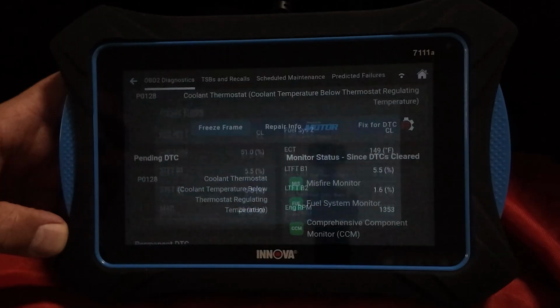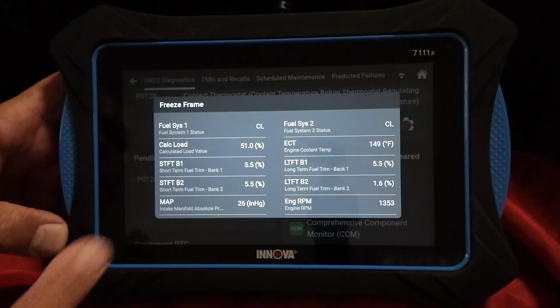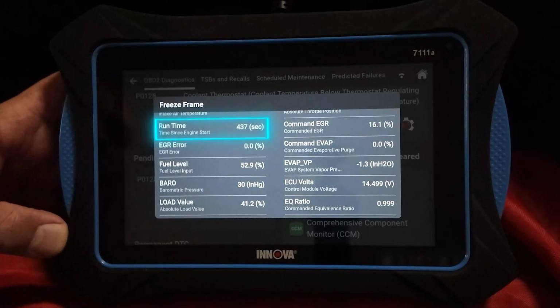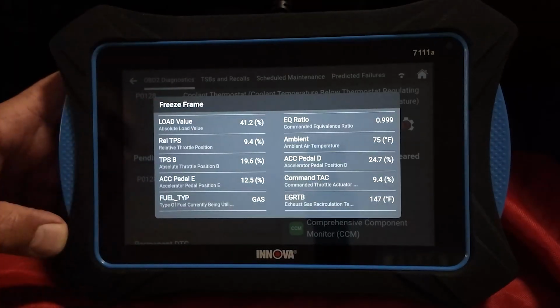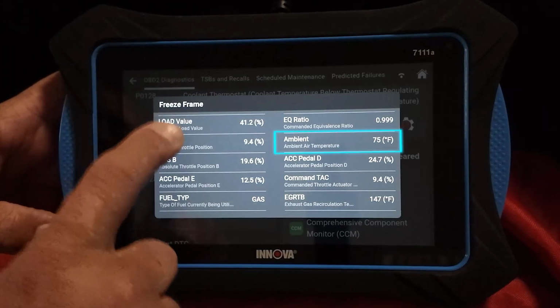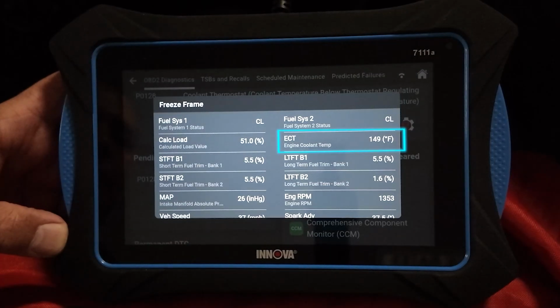regulating temperature. Look at the freeze frame data to understand the engine conditions when the code was stored, such as ambient temperature, engine coolant temperature, load, and RPM. These details help recreate the conditions that triggered the fault.